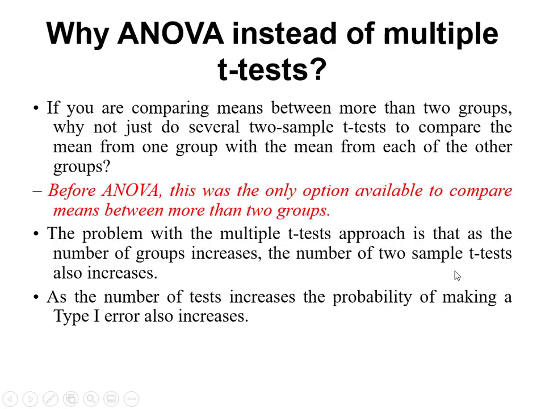As I already mentioned, if you are comparing means between more than two groups... if we have only two groups, then we will conduct a student t-test. But if the number of data sets is more than two, we can still use the t statistic, but in the end it will create a little bit of a problem. As the number of t statistics increases, the probability of making a type 1 error also increases.